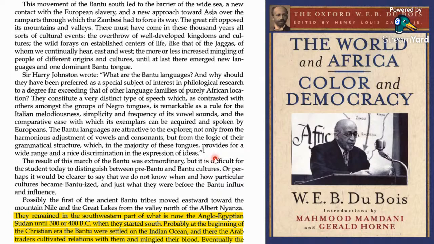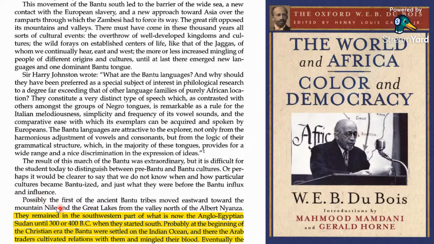And this is coming from The World and Africa, Color and Demography by W.E.B. Du Bois. It was actually edited by Henry Louis Gates, Jr. And right here it says they remained in the southwestern part of what is now the Anglo-Egyptian Sudan until 300 or 400 BCE, dealing with the Bantus. Matter of fact, let me start right here. Let's start off at the top of the paragraph.